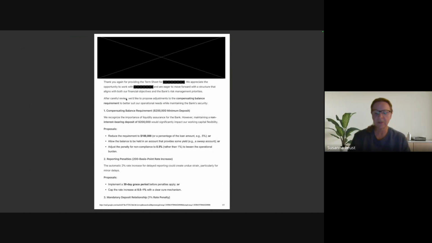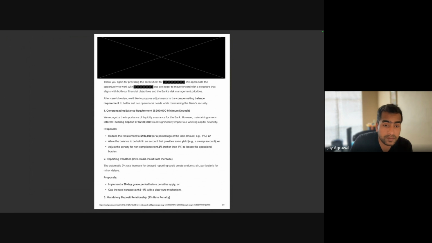So why do they do that, Jay? Why do they ask for a minimum balance to be maintained? Well, the bank is accounting that minimum balance into their profitability. So if they know that this borrower is going to have a $200,000 minimum deposit with them at any given time, that means the bank has access to another $200,000 in funds that it can use to generate more revenue for itself. So that's why minimum balance requirements are important.